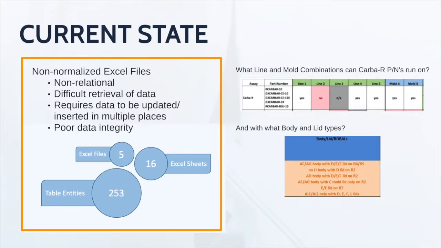Moving into the design strategy, we first identified the current state as consisting of multiple non-relational Excel files. This makes it difficult to quickly retrieve the necessary restrictions data. Additionally, data must be manually updated and duplicated in multiple places, risking human error and leading to poor data integrity. For example, when looking at mold and line restrictions for the Carba R product, it is difficult to extract the exact combinations that are qualified to run. Similarly, certain single cells contain multiple statements regarding what lid, body, and line are acceptable.